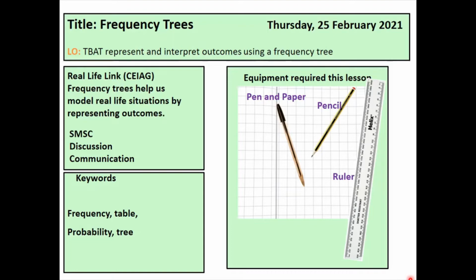So today we'll be looking at how to represent and interpret outcomes using a frequency tree. Frequency trees are linked to two-way tables. They're also linked to probability trees. They look similar to probability trees, so they can sometimes be confused with these.